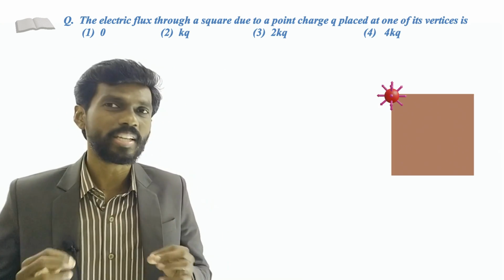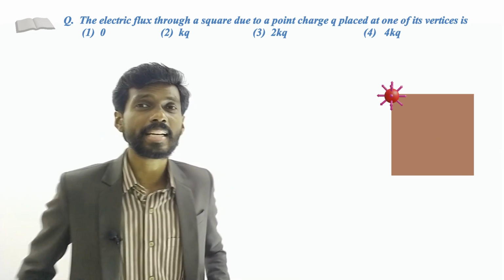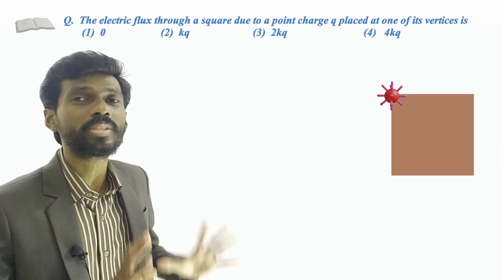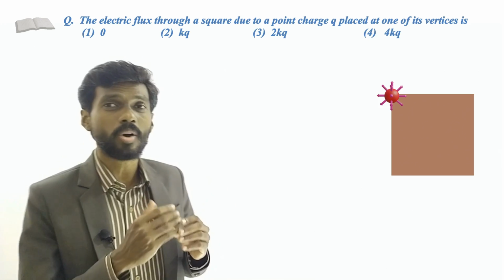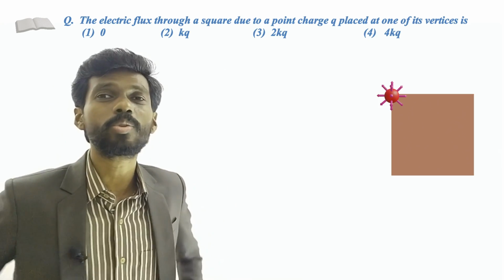See, we know that roughly an electric flux is defined as the number of electric field lines passing through the surface, or the perpendicular components of the electric field lines passing through that surface.